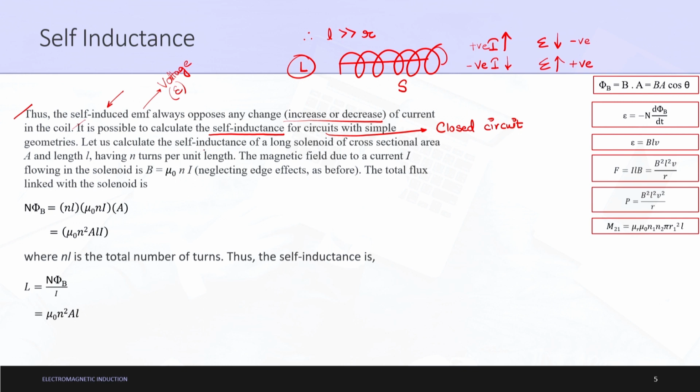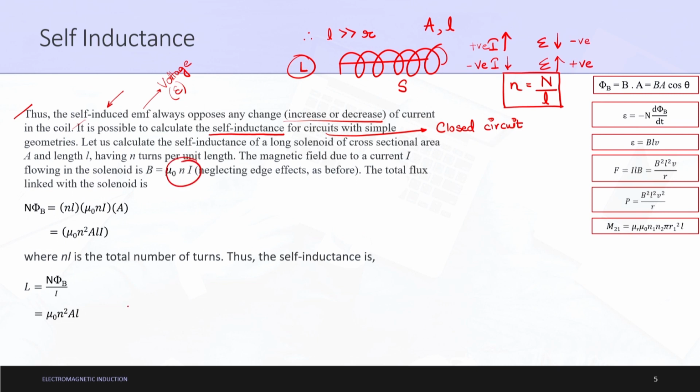So let us calculate the self inductance of a long solenoid of cross sectional area A and length l, having n turns per unit length. The cross sectional area is given as A, and the length is given as small l. So n turns per unit length: if the number of turns is capital N, then small n is equal to capital N divided by l. Having n turns per unit length, the magnetic field due to a current I flowing in the solenoid, B, is mu naught into n into I.